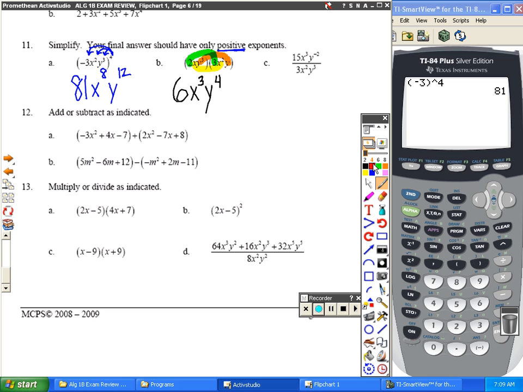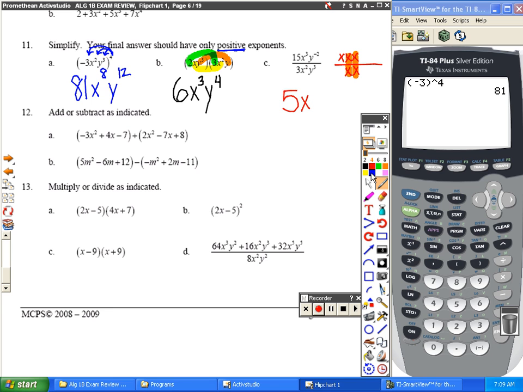The last problem in number 11 is division. We just do one section at a time. 15 divided by 3 is 5. We have 3 x's divided by 2 x's, which if you forget, just looks like this. You cancel them out, and you end up with 1 x left on top.